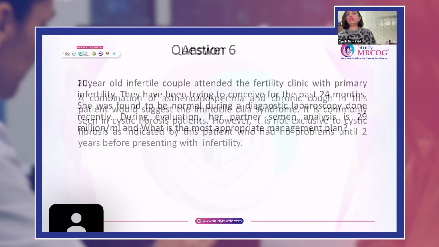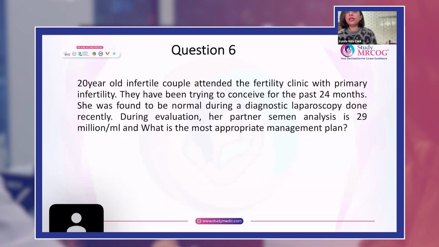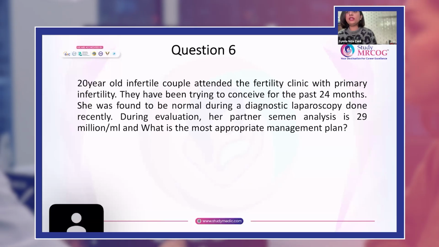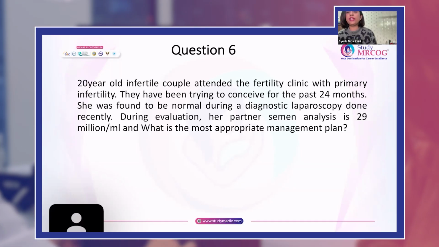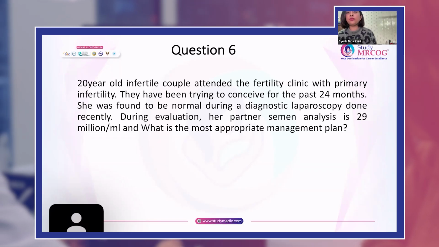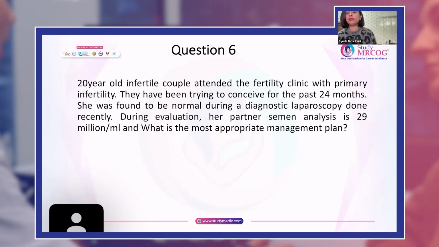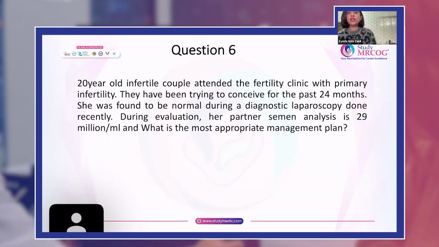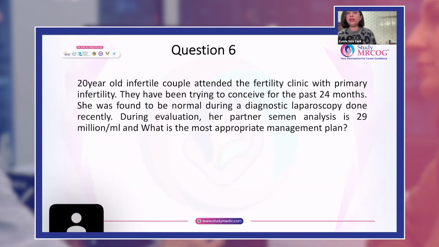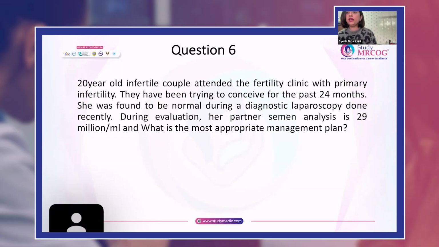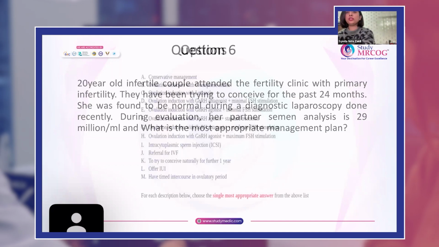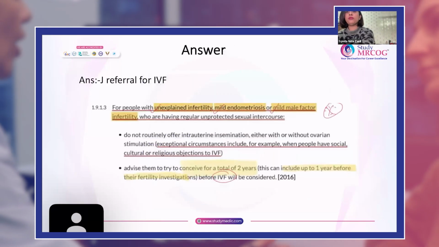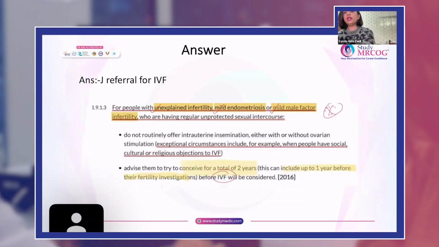Okay. Now, question number 6. A 20-year-old infertile couple attended the fertility clinic with primary infertility, and they have been trying to conceive for the past 24 months. She was found to be normal during a diagnostic laparoscopy done recently. During evaluation, her partner's semen analysis is 29 million per ml, and what is the most appropriate management plan? All right, so this is the same question that we discussed before. We have to refer her for IVF.